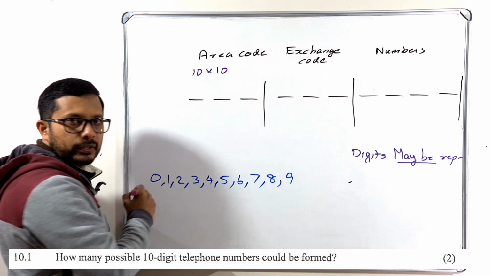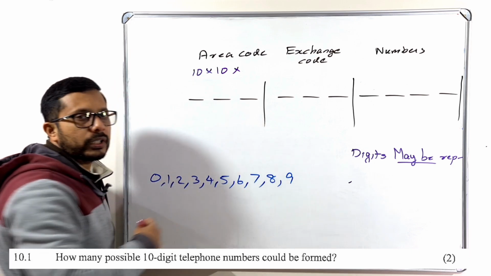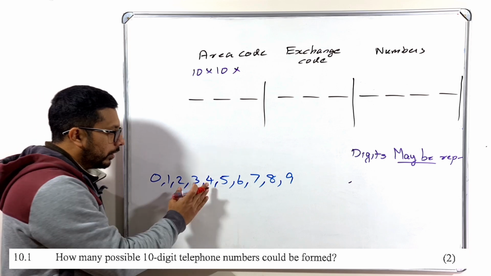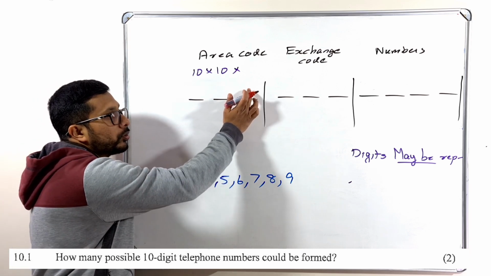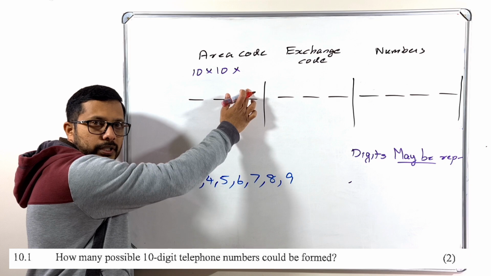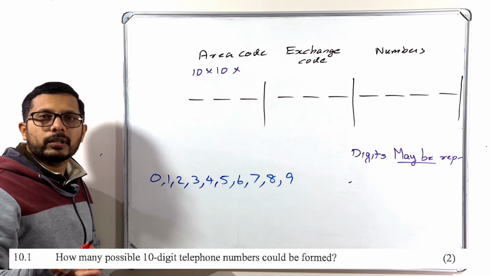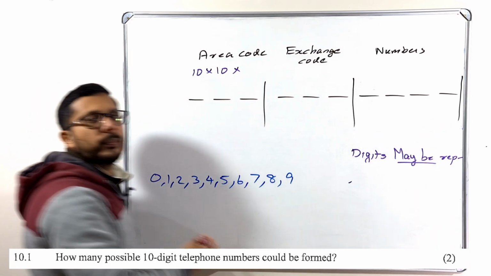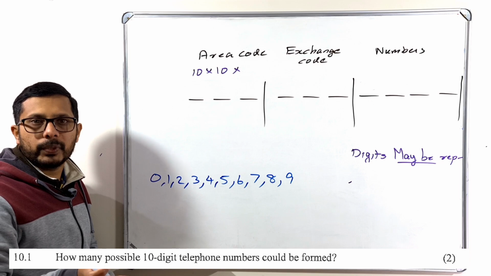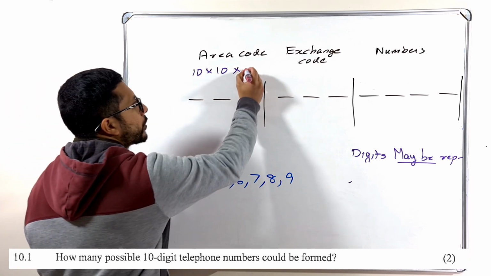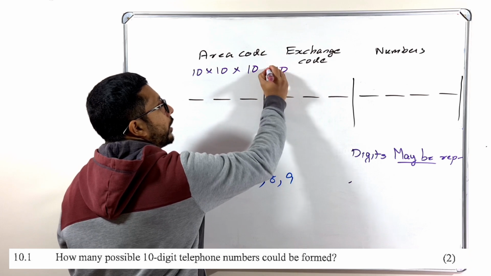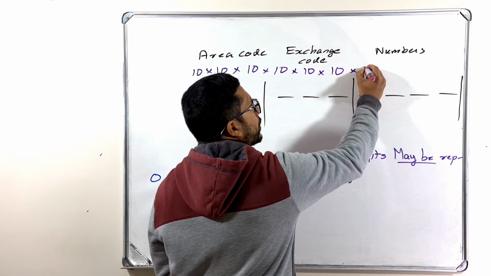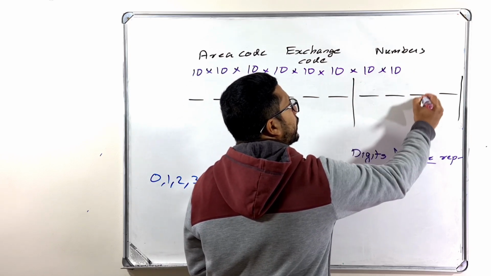Then the next position, it's not 8. There also it's 10. Why? Because if I take 2 and 4, I'm allowed to take that 2 or 4 here also. So there also how many options? Any of these 10 numbers, because digits may be repeated. There is no problem to repeat the digits. So here 10 options, here 10 options, here 10, here 10, here 10, here 10.